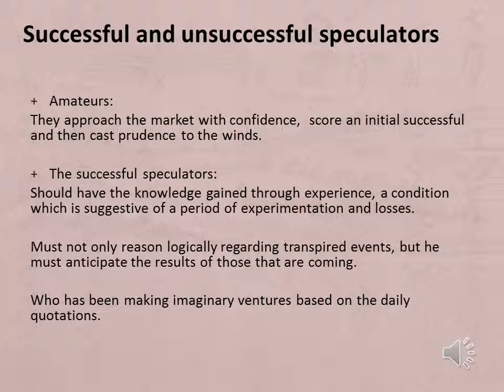It is very important for us to know the difference between successful and unsuccessful speculators. Amateurs approach the market with confidence, score an initial success, and then cast prudence to the wind. However, the successful speculator should have knowledge gained through experience, a condition which is suggestive of a period of experimentation and losses. The successful speculator must not only reason logically regarding transpired events, but he must anticipate the results of those that are coming. There's a type of successful speculator who has been making imaginary ventures based on the daily quotations.